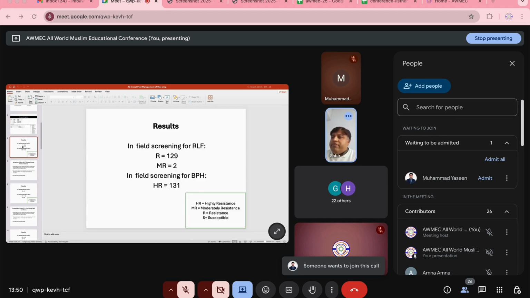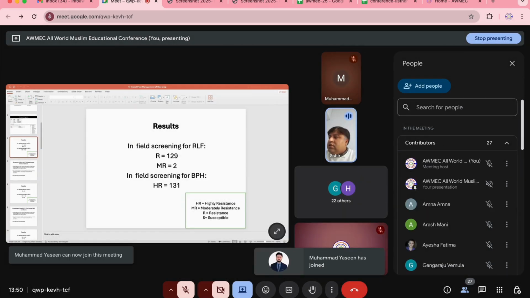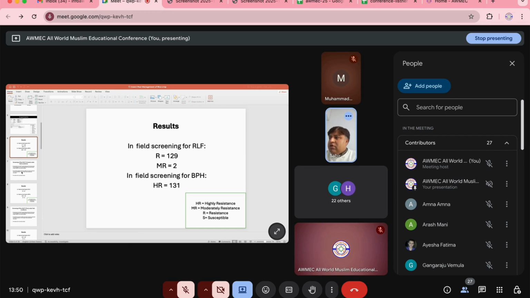The next slide. You can see here that in 2023, we screened the varieties against rice leaf folder, from which only 129 are resistant varieties and two varieties have marginal resistance for rice leaf folder. And for brown plant hopper, the 131 varieties are highly resistant.